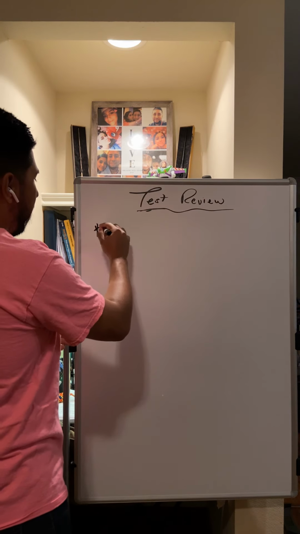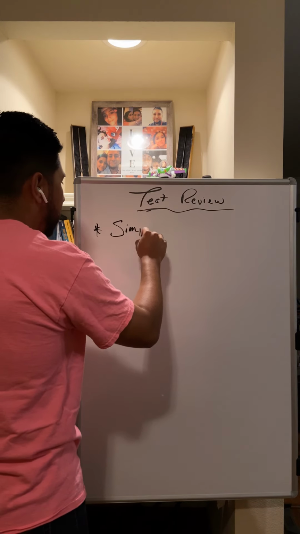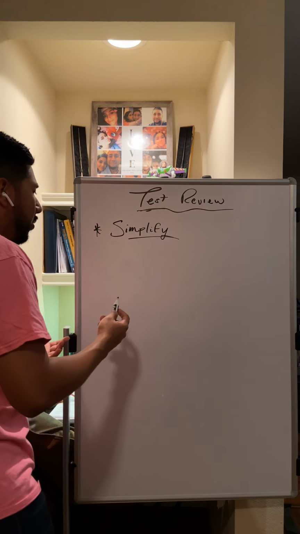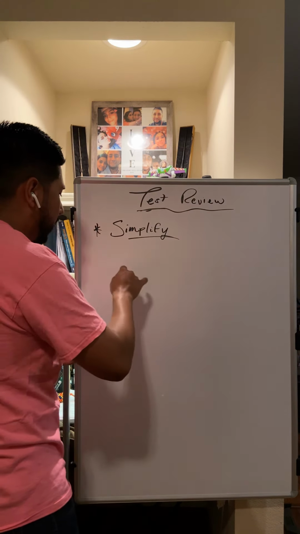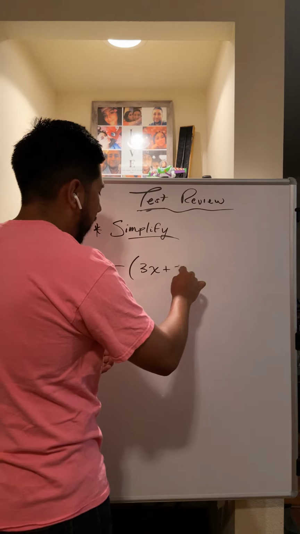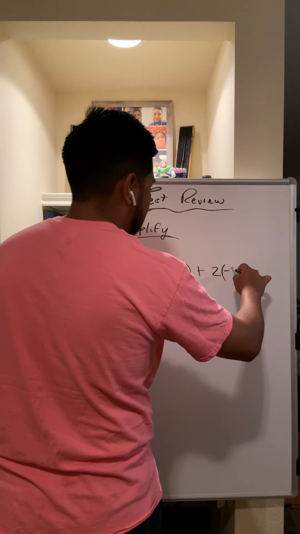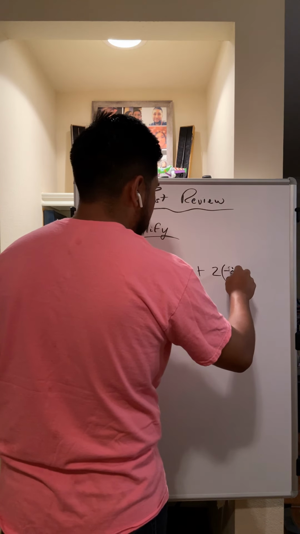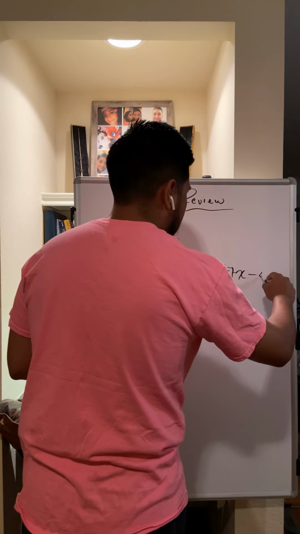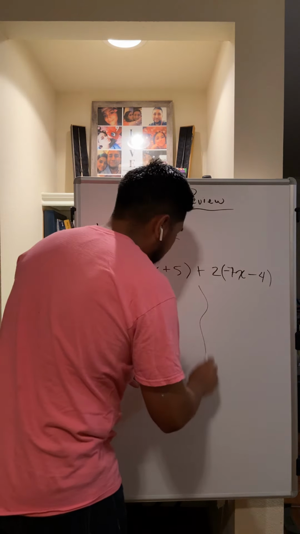The first thing you need to remember is there's a difference when we talk about simplifying and solving. So when you simplify, all we're doing is, let's have an example: negative parentheses 3x plus 5 plus 2 parentheses negative 7x, sorry, minus 4. When we simplify, there is no border here.